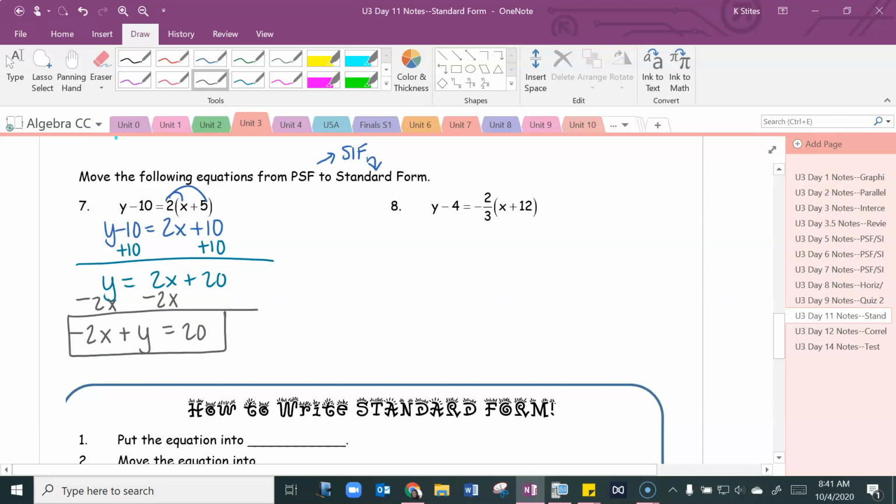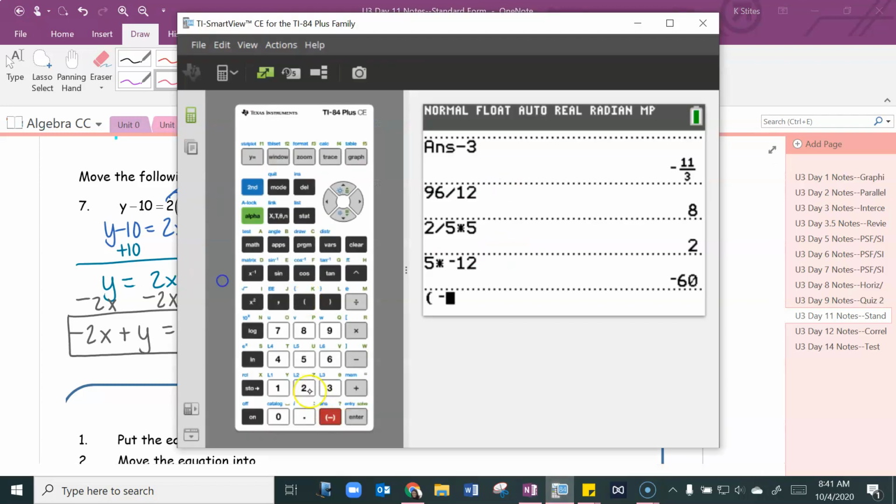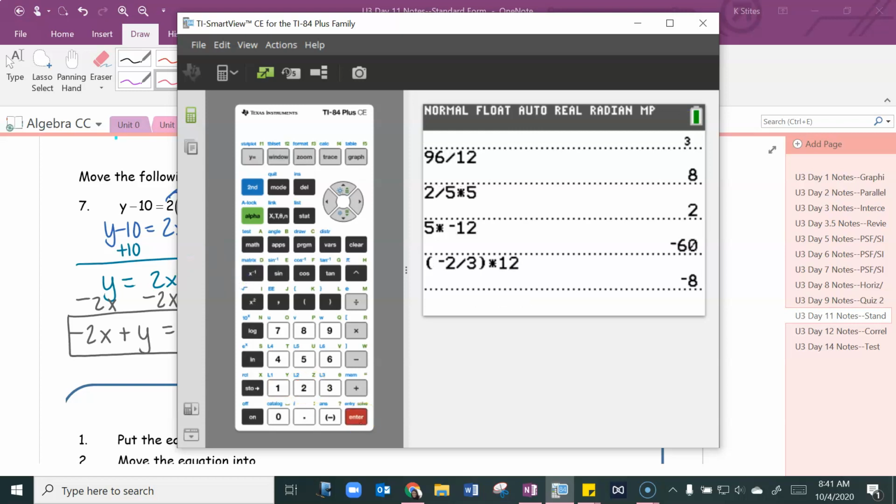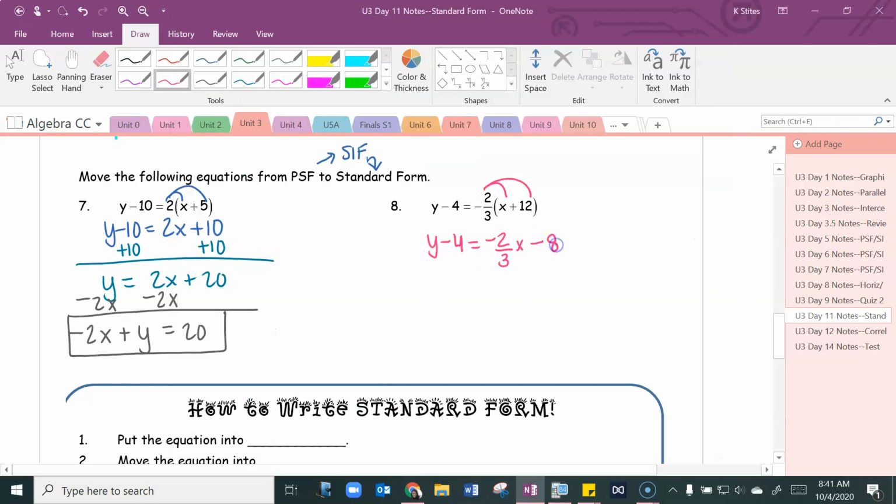Now, if there's a fraction, we are going to have to take care of that as well. But start by just distributing. So that's a negative 2/3 x. Negative 2/3 times 12, let's see what that is. That's a negative 8. Add your 4 over. Okay, just pretend you're solving for y right now. Negative 8 plus 4 is negative 4.